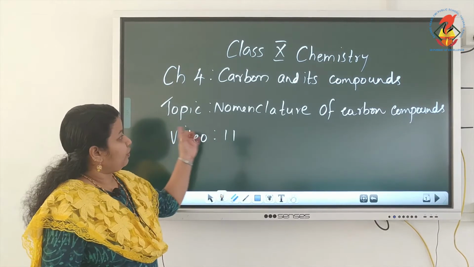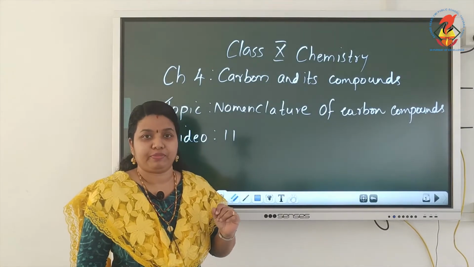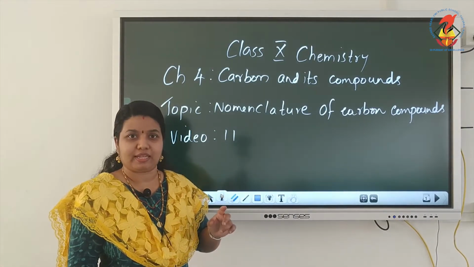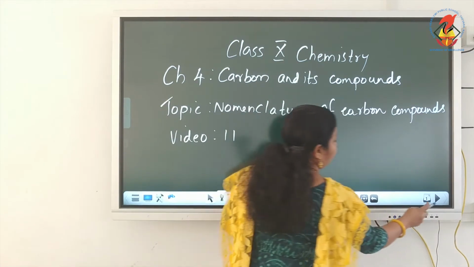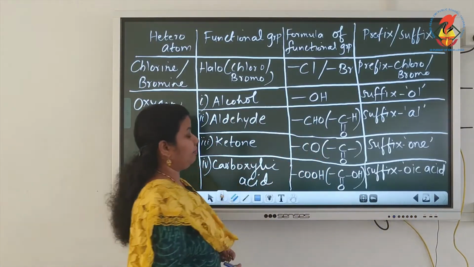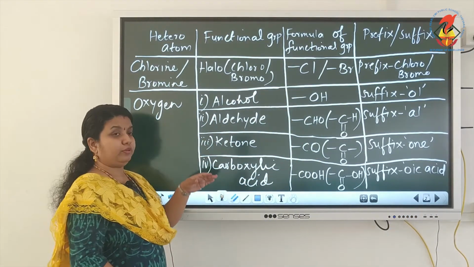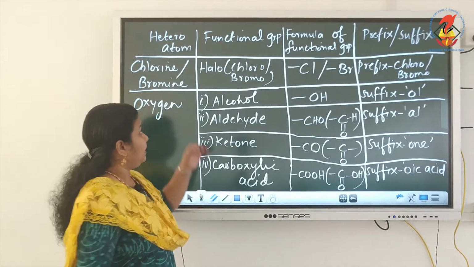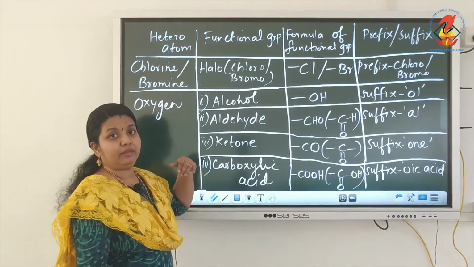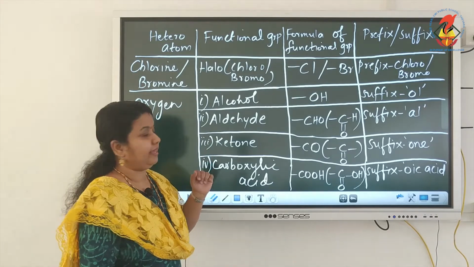Today's topic is nomenclature of carbon compounds. We started nomenclature in the last class. Today we will do more questions on nomenclature of carbon compounds. Before we move on to examples of nomenclature, let's just summarize what we have learned yesterday.